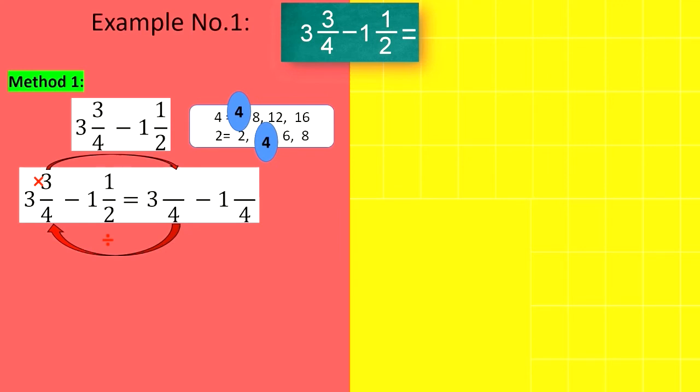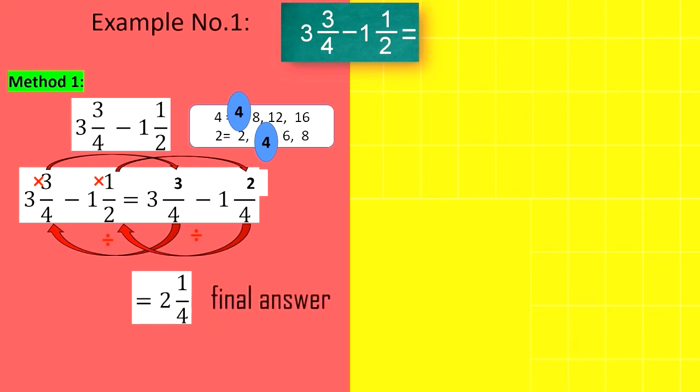We know the LCD is 4, so this LCD divided by the first term's denominator of 4, 4 divided by 4 is 1, and then multiply 1 to the first term's numerator of 3. It will give us 3. And then the LCD of 4 divided by the second term's denominator of 2, 4 divided by 2 would be 2. And then we multiply 2 to the second term's numerator of 1. 2 times 1 would give us 2. So, 3/4 minus 2/4 will give us 1/4. So our final answer would be 2 1/4.